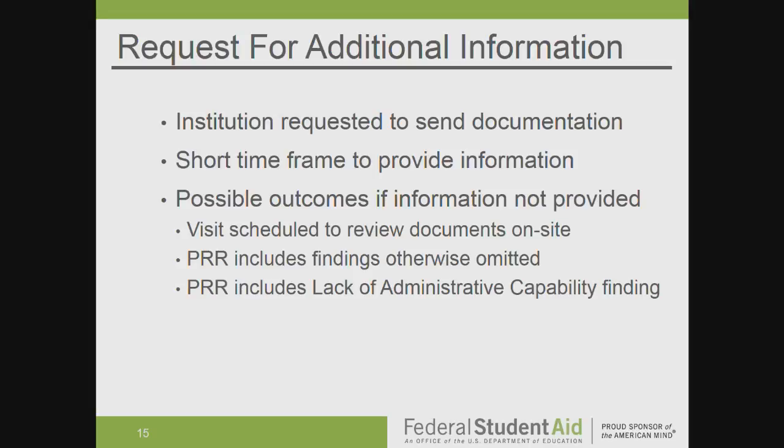The program review report may include the findings that would have been omitted had you provided the documentation, or failure to provide documentation may be included as a finding which would display a lack of administrative capability. If the documentation is not provided, it could be grounds for referral to our Administrative Actions and Appeals Schools Group, which we refer to as AAASG for administrative action.